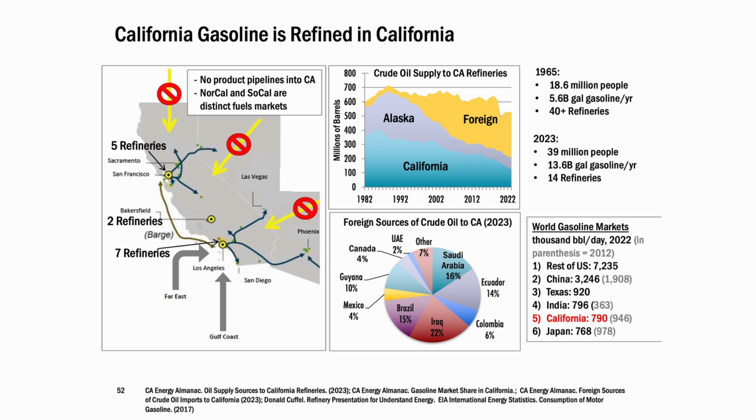Where are we getting our oil? It used to be a lot from California and Alaska, but as Alaska's production has declined and California's production has declined, more and more it's coming from foreign sources. And you can see it's kind of a variety of foreign sources that we're bringing crude oil into California.